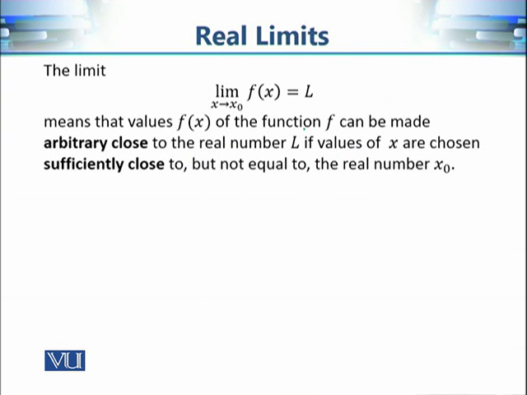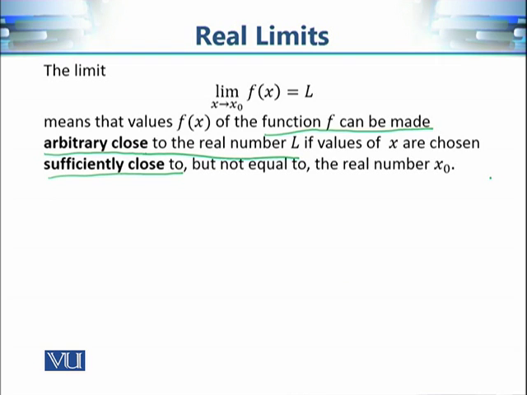So we have the following observation. The limit of the function when x approaches x naught is equal to this number L. This means that the function f can be made arbitrarily close to the real number L if the x values are chosen sufficiently close to, but not equal to, the real number x naught.